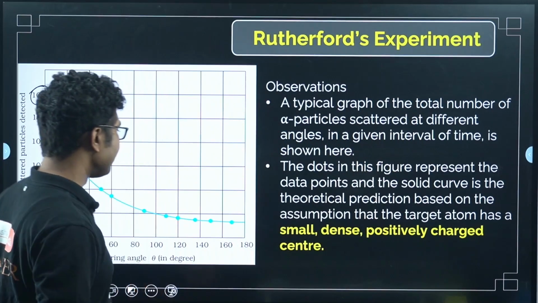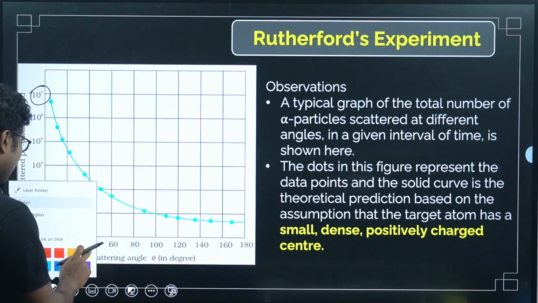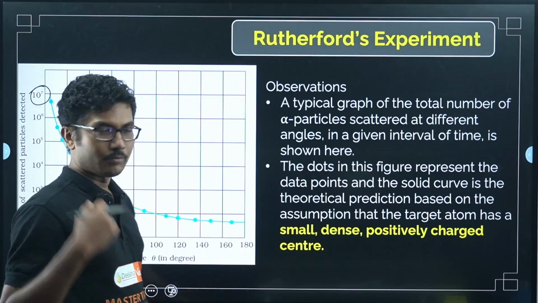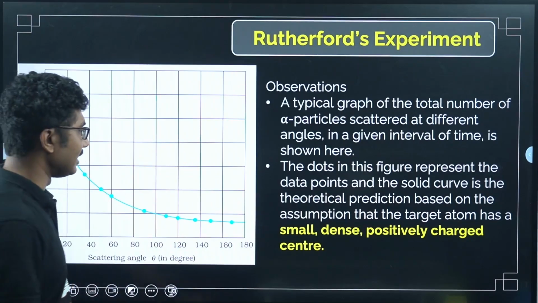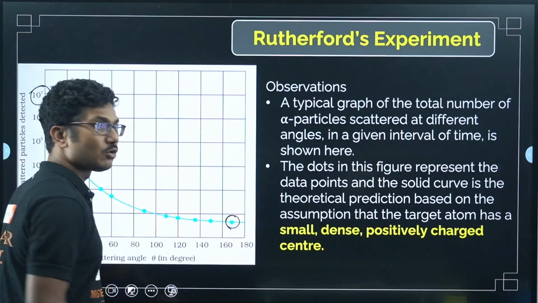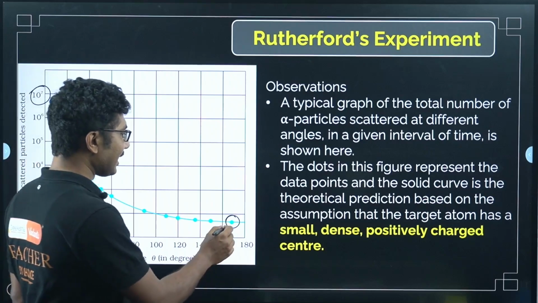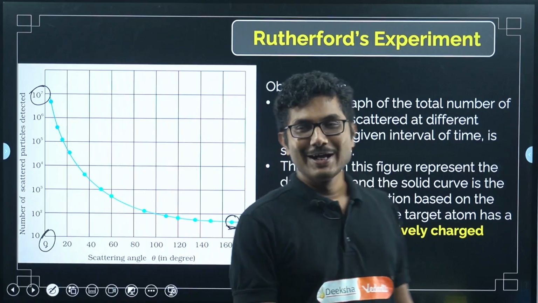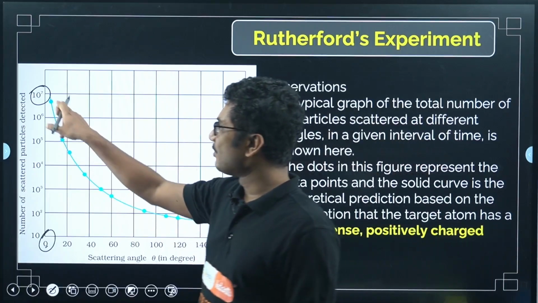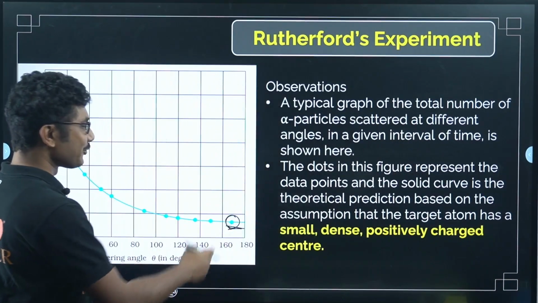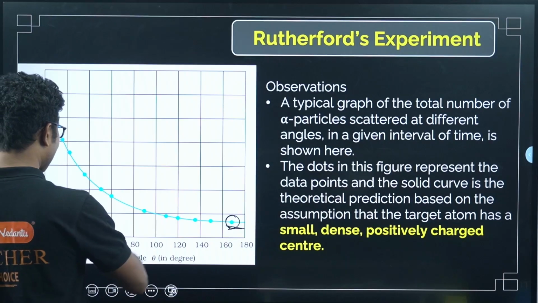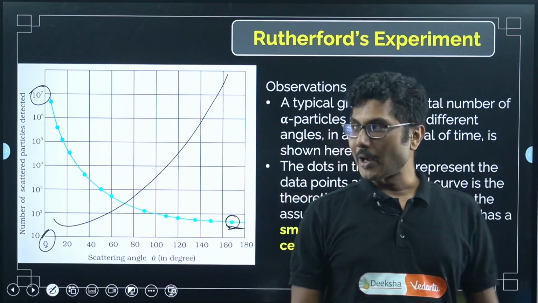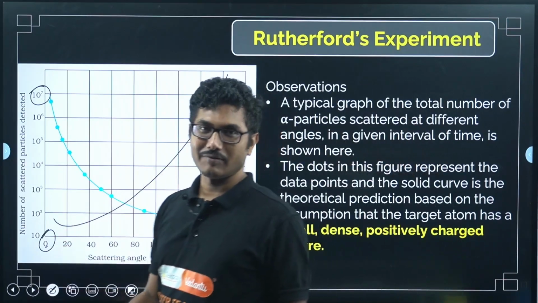And in fact, if you see the actual number that we expected, most alpha particles should have come back directly. That is, we were expecting this number to be high, but instead we are getting this number to be very, very low. What we expected was that this number should be very low and this number should be very high. The graph should have looked like this if it was a plum pudding model.